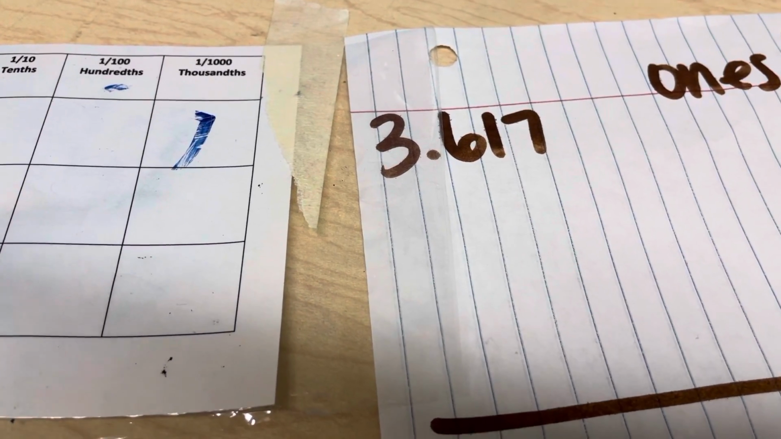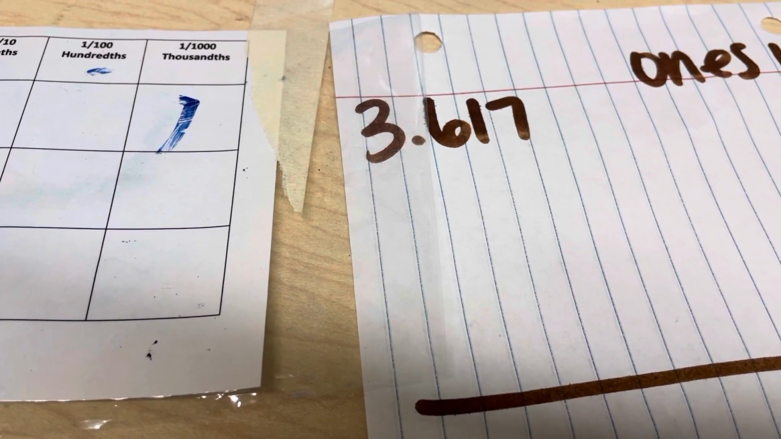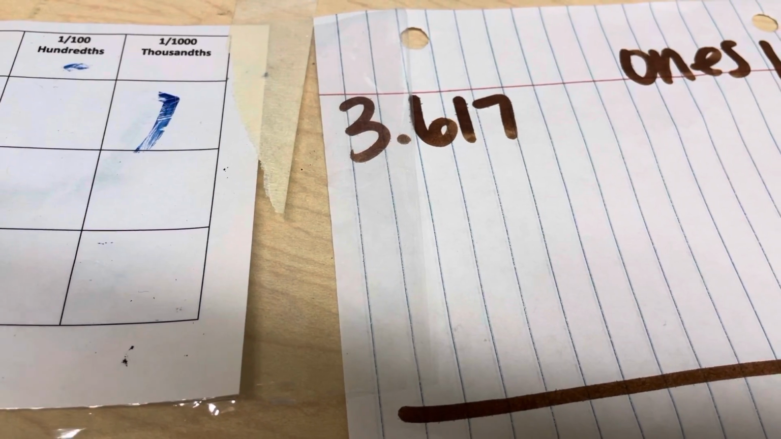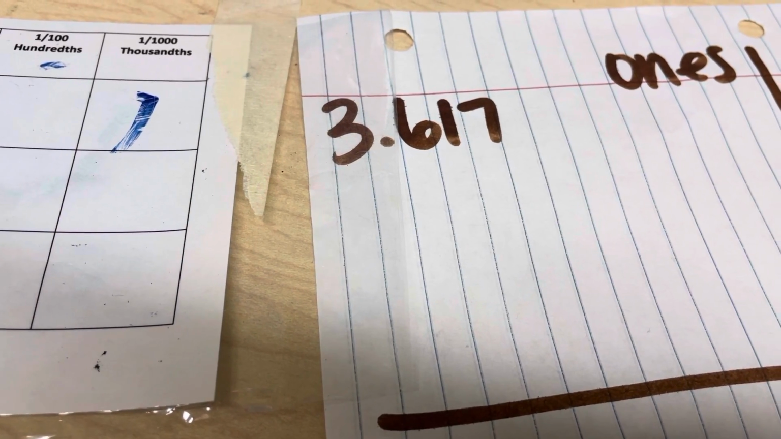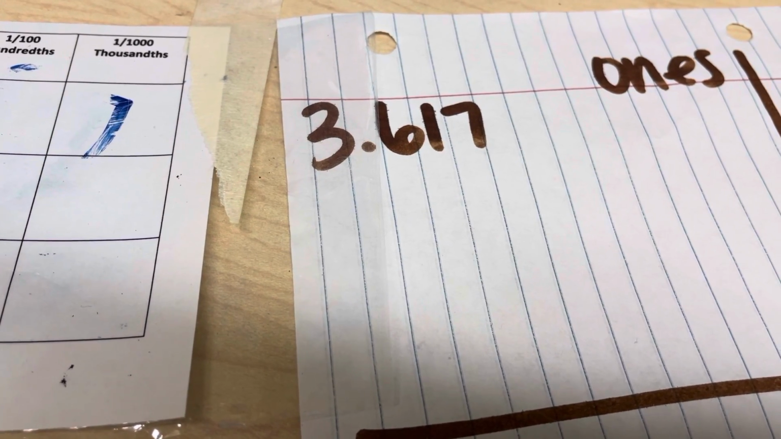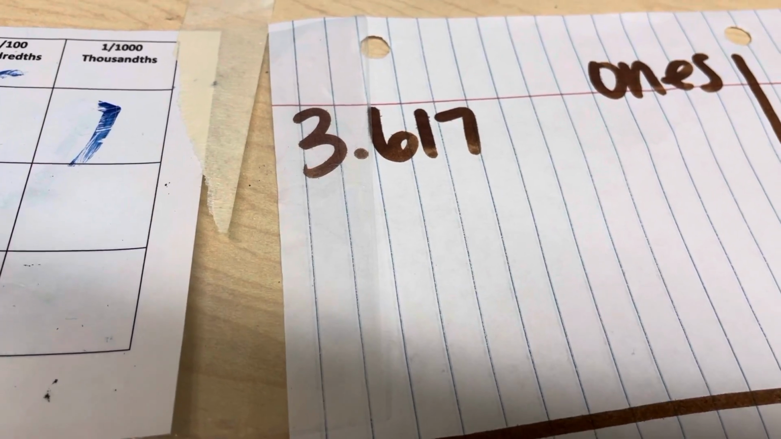Okay, so we're gonna go over some rounding strategies we learned in class today to help you with your homework in case you have any questions. The number we're gonna start our practice with is 3.617. You would say that in mathematical terms as 3 and 617 thousandths. Okay, so that's our number.